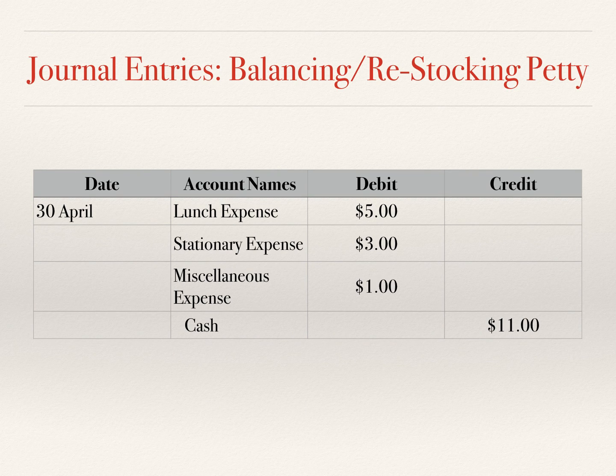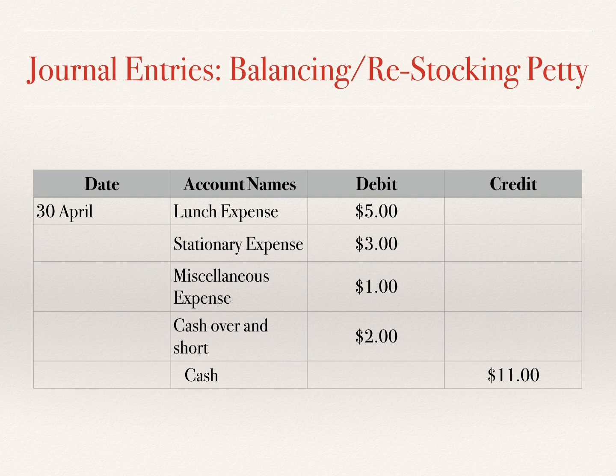But what if we didn't have the travel expenses and the amount needed to fix the petty cash back to its original balance was $11? There is only $9 worth of expenses and $11 missing. The expenses are less than cash, so in this case we must debit the cash over and short entry. The difference between the expenses and the cash is $2, so we simply debit cash over and short for an amount of $2, and they both equal $11.